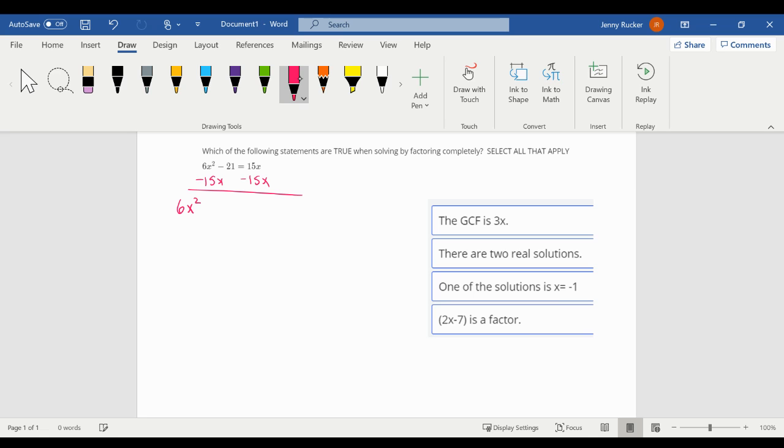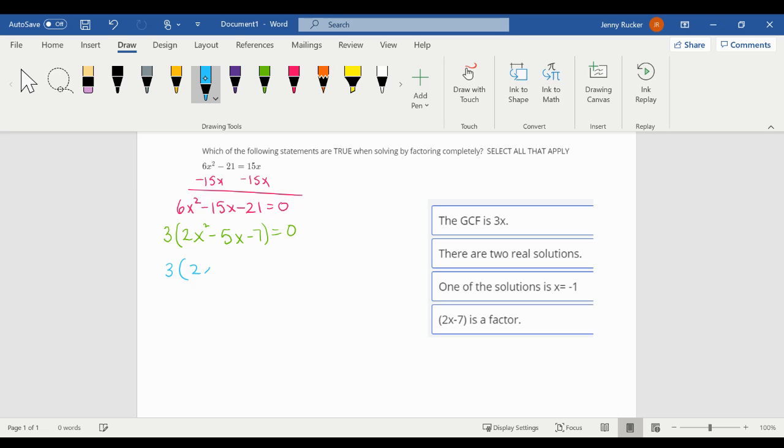So it's 6x squared minus 15x minus 21 equals 0. Since we have to factor completely, we need to look for a GCF of 6x squared minus 15x and minus 21. The GCF of these terms is 3. That will leave us with 2x squared minus 5x minus 7 is equal to 0. Now I'll just factor by guess and check.